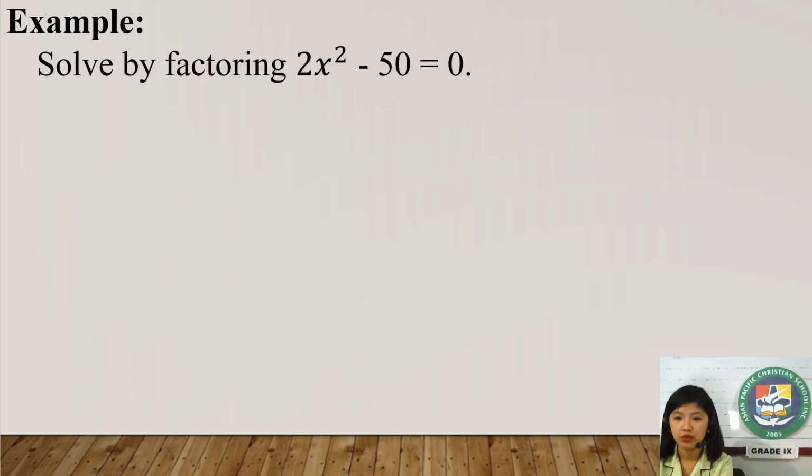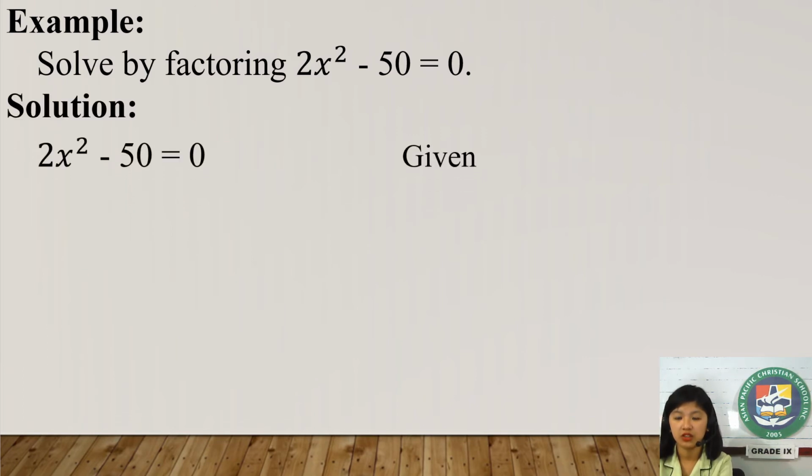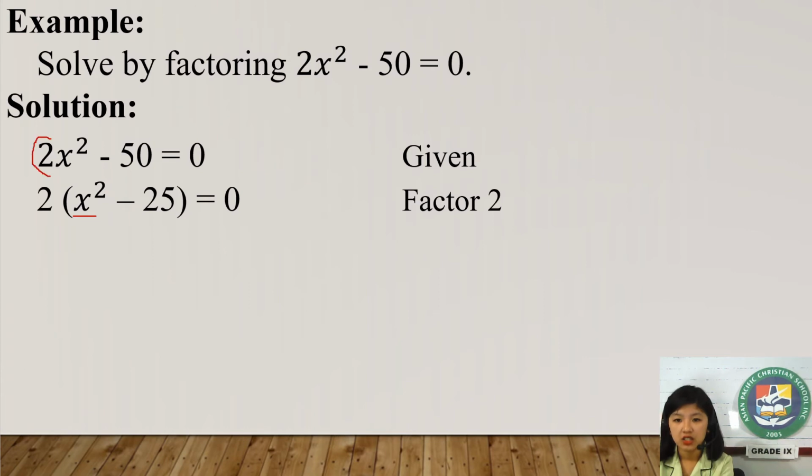So, next example, we have to solve by factoring 2x squared minus 50 is equal to 0. So, yan. Yan yung given. Then, bakit natin finactor si 2? So, kailangan kasi maiwan yung x squared. That's why, ilalabas natin si 2.